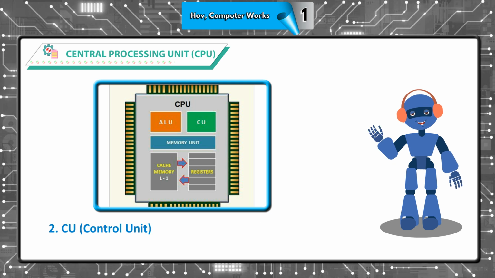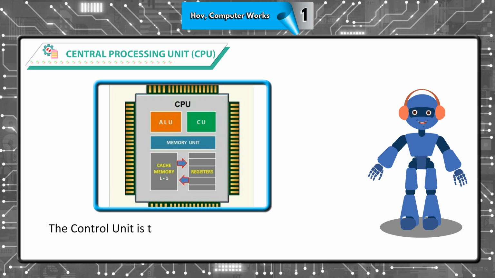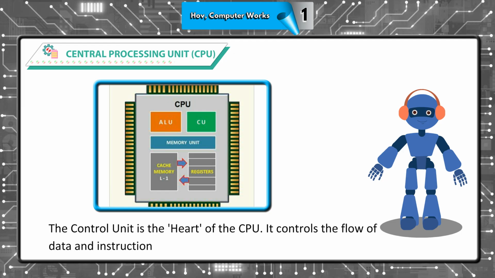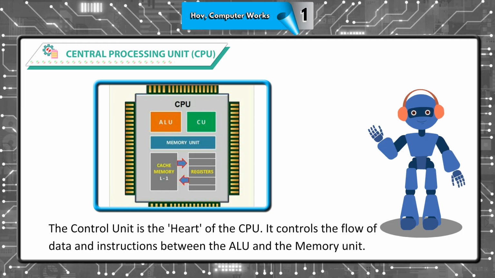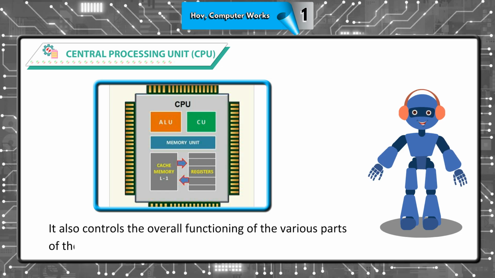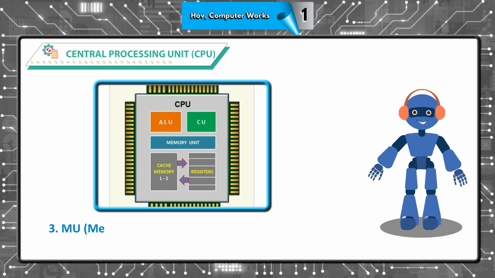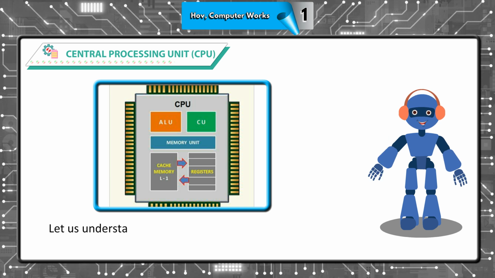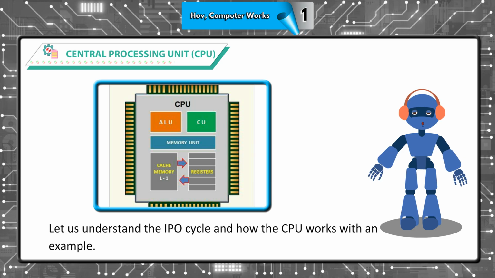2. CU, control unit. The control unit is the heart of the CPU. It controls the flow of data and instructions between the ALU and the memory unit. It also controls the overall functioning of the various parts of the computer. 3. MeU, memory unit. The memory unit stores data and instructions for a short duration of time before and after the processing respectively.